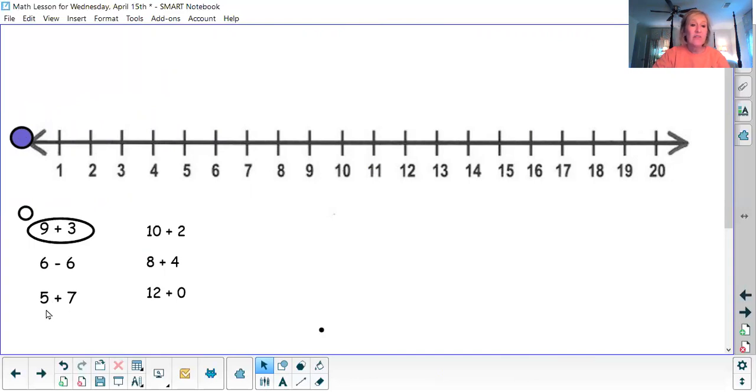So let's go to the next one, 5 plus 7. Now, remember, I said when I'm counting on, I like to start with the bigger number and count on the smaller number.